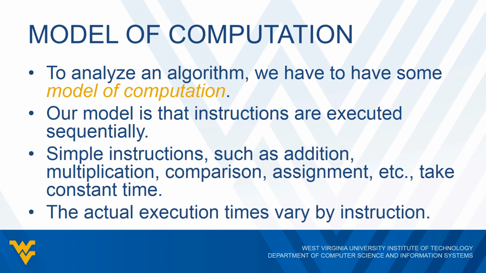We know that the actual execution times are going to vary by instruction. The time it takes to do addition is going to be faster than the time it takes to do multiplication, for example. Well, actually, that may not be true, depending on what you're multiplying by. If you do it by a power of 2, there's actually a faster way. But the point is, we know that the actual execution times for these instructions are going to be different. But from an algorithm perspective, when we're analyzing it, we're just going to assume that they all take constant time.